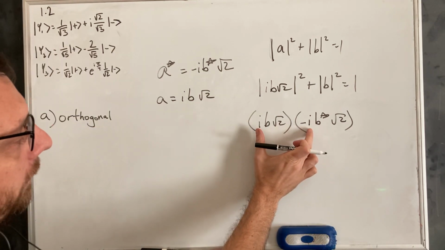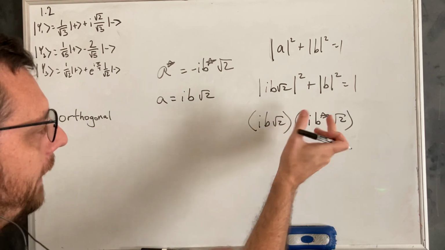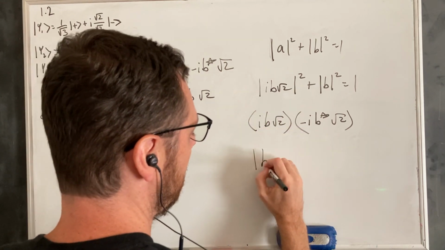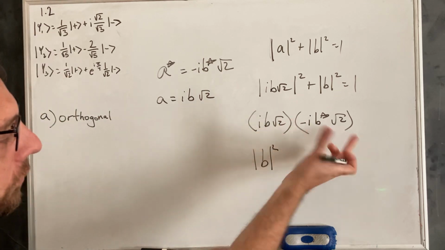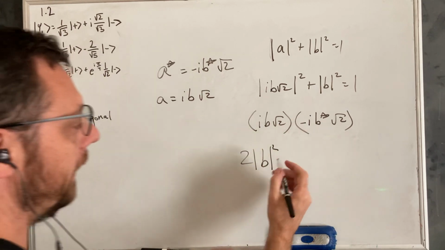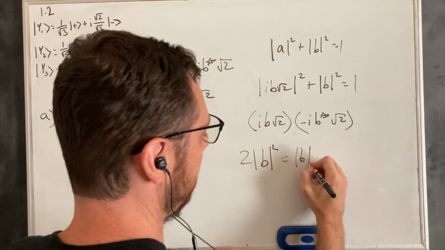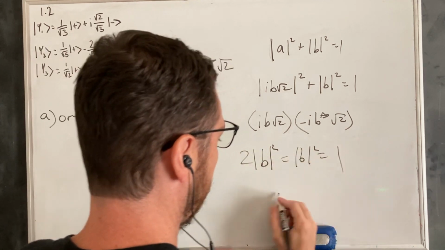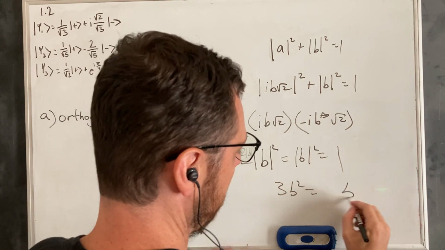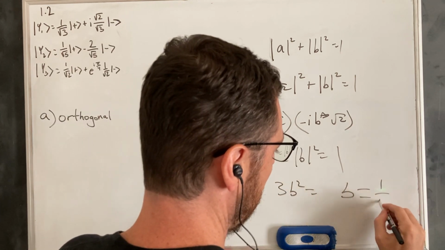So I times negative I becomes just 1, B star B is still B squared, and root 2 times root 2 is 2, which is the same thing I got in the last video. But once we solve this, we have 1 B squared equals 3 B squared, which would make B equal to 1 over root 3.